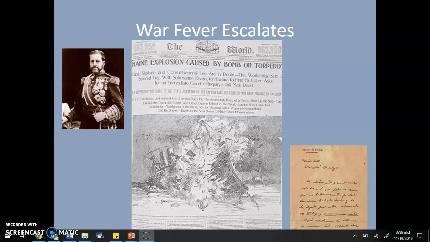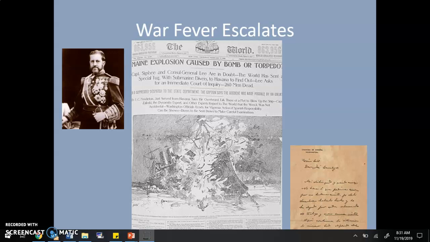Delome was his last name, but the Spanish ambassador criticizes President McKinley for being weak. And that note gets published in a newspaper. So we know now that the Spanish government is criticizing our president, and that even angers and enrages the American public even further. They feel like the U.S. should stand up for themselves and not allow Spain to say these terrible things.